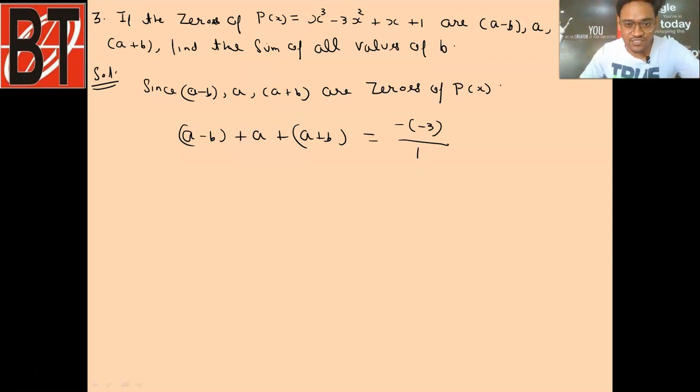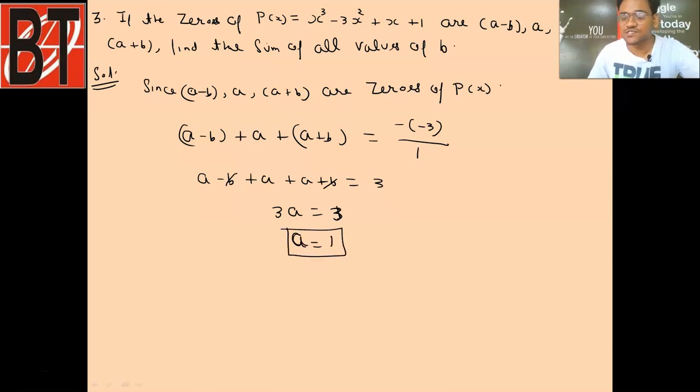So students, from here what we get? From here you can check this plus b and minus b will get cancelled out. Let me just show you. a minus b plus a plus a plus b, and on the other side this minus minus will become plus. From here plus b minus b will get cancelled out, and 3a will become 3, so the value of a is going to be plus 1.